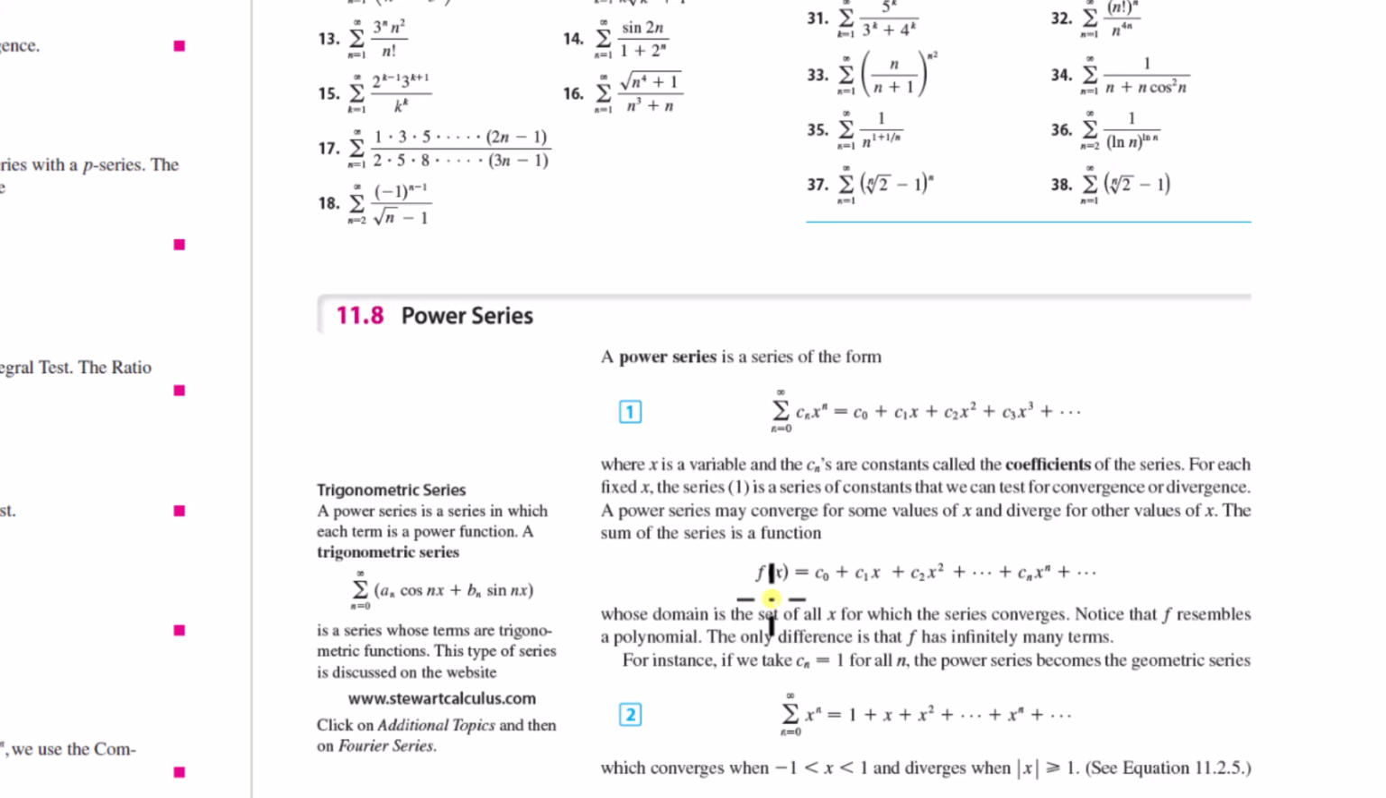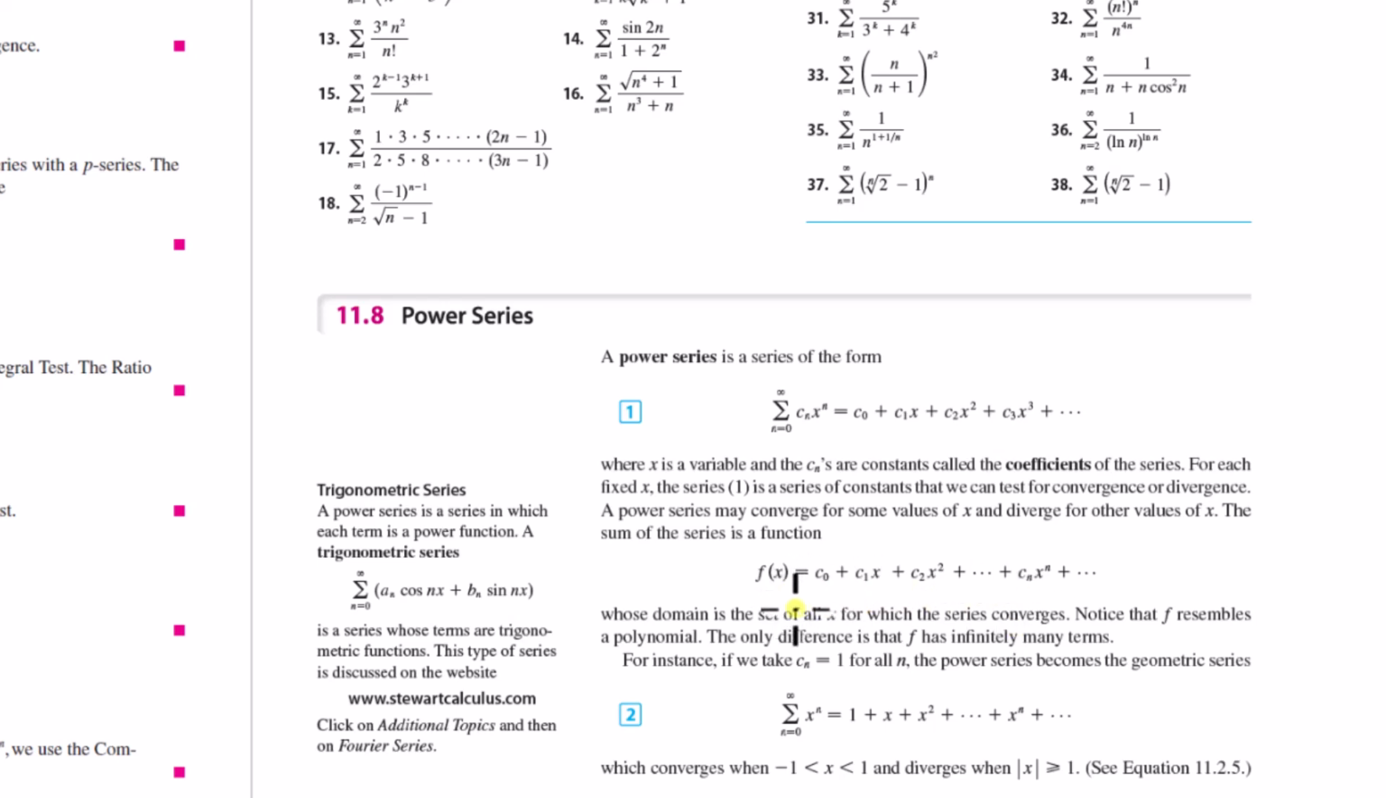Why is it the domain? Because you can plug in that value of x and get a finite value. That's what the series converging means. And so here's this idea of an infinite series as a function. It's really interesting. Again, the domain of this function is the set of all x for which the series converges. Right? This makes perfect sense.